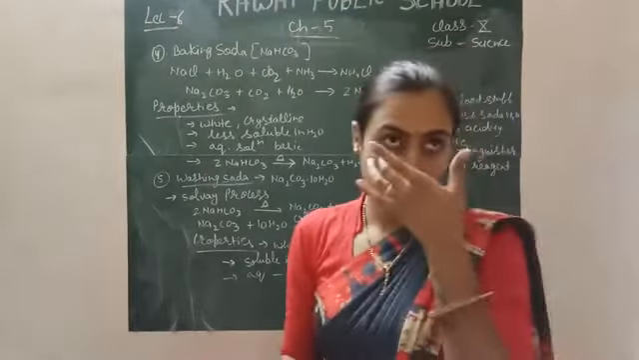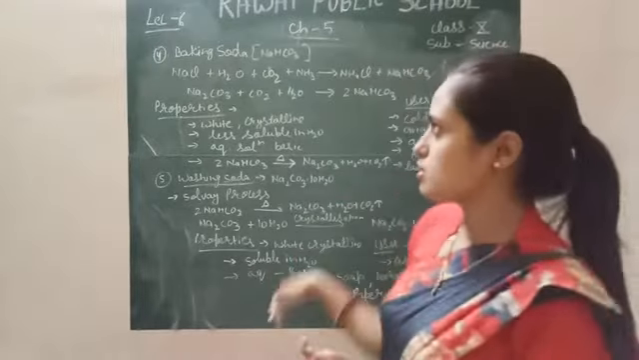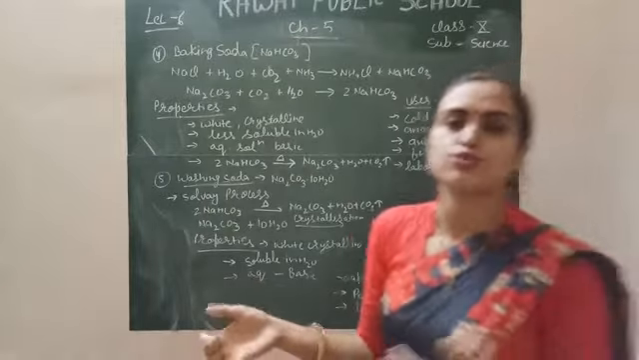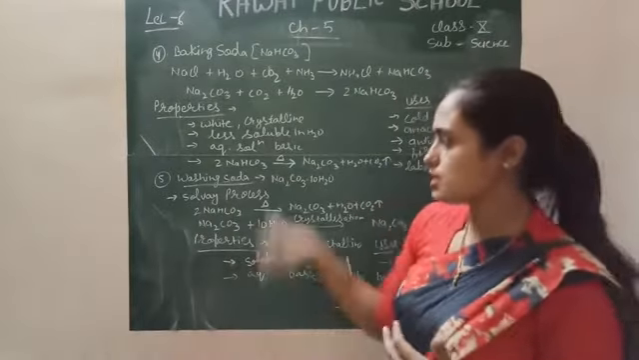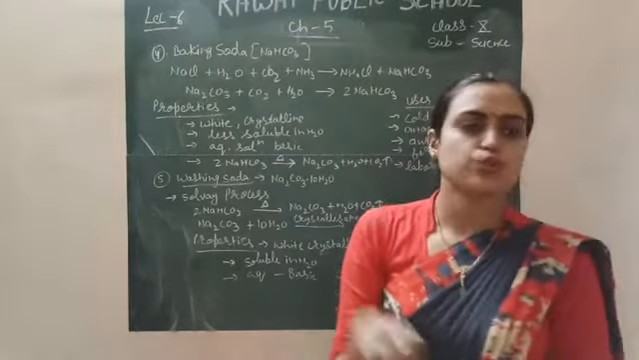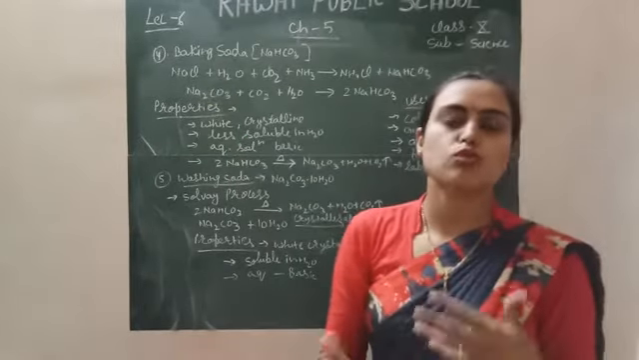Okay, we will proceed to our next chemical. Yesterday we discussed the common chemicals which are used in our daily life. So we will proceed with these chemicals next. Next is baking soda. Baking soda you know very well. It is also known as food soda.